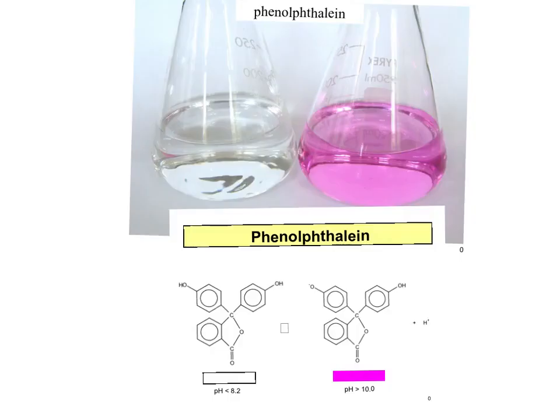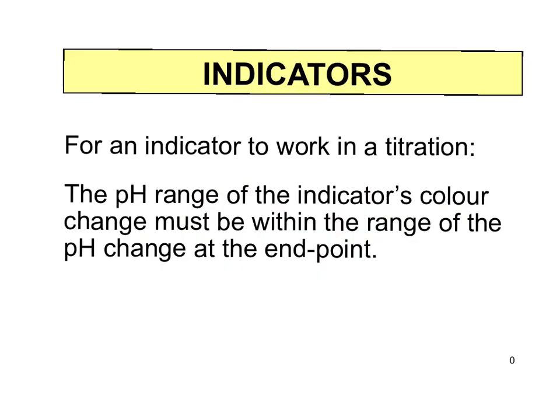We saw that there was a faint pink tinge about pH just over 8.2, and then it went properly pink at about pH 10. So it starts to change over a range of 2 pH units. So did the methyl orange. So it's important to note for an indicator to work in a titration, the pH range of the indicator's colour change must be within the pH change at the endpoint. And we know we can find the endpoint when we carry out pH titrations and plot a graph of pH versus the volume of the titrant.